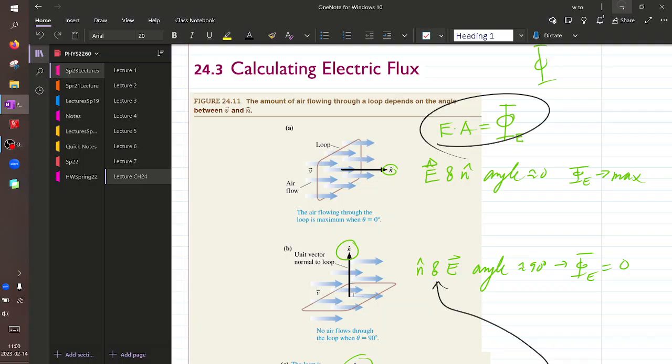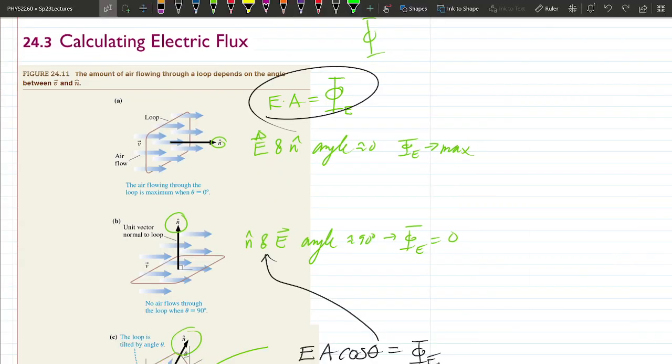Before we get into a couple of examples I want to show you guys about calculating electric flux today, which is going to be related to the worksheet I just passed out. Hopefully it'll get to you soon.